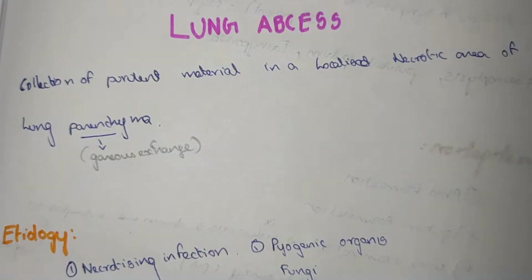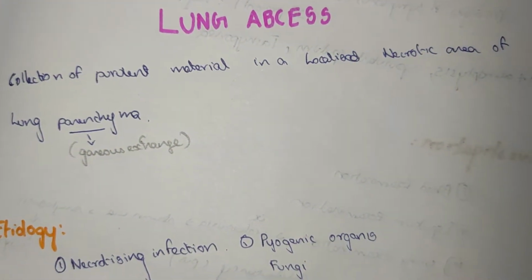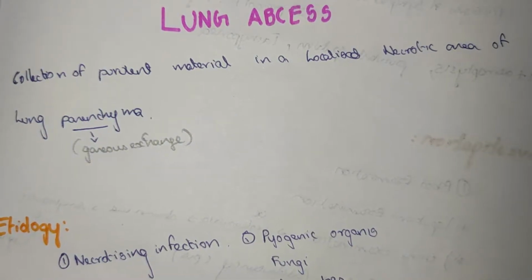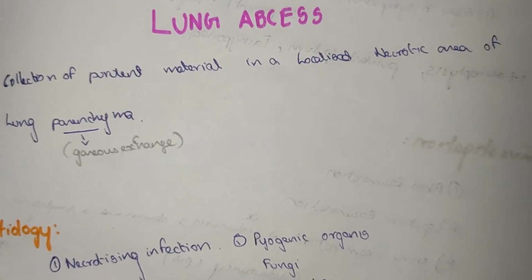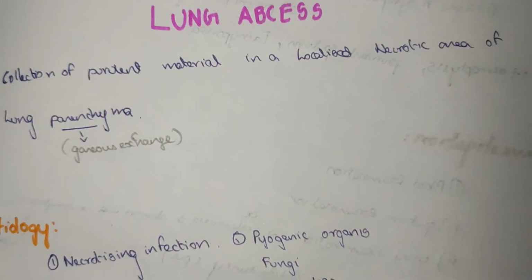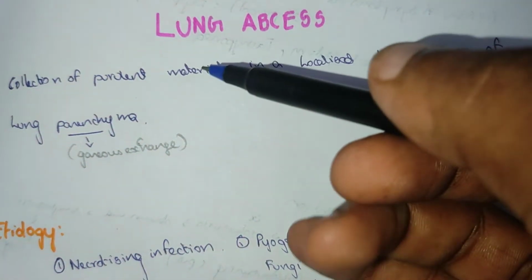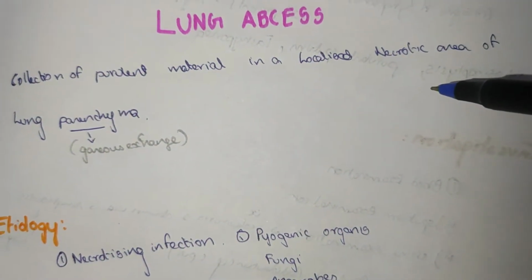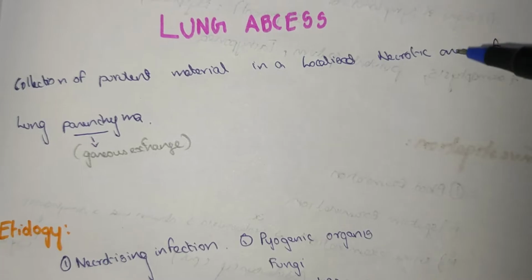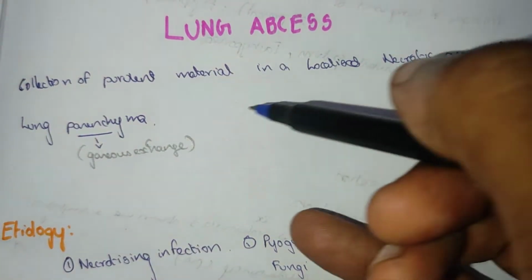In this video, we are going to see about lung abscess. It is an important topic in general medicine. It is a collection of purulent material in a localized necrotic area of lung parenchyma. Lung abscess means there is a collection of purulent material in a localized as well as necrotic area of lung parenchyma.